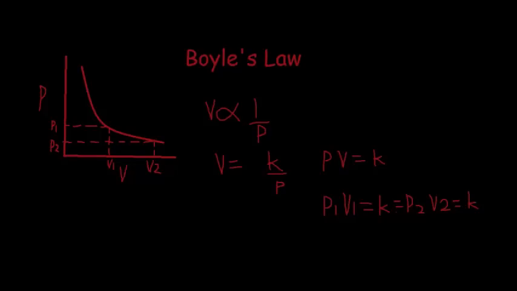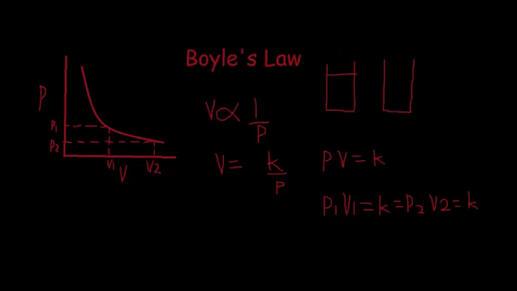So in 1662, Robert Boyle studied the changes in volume of a gas by varying pressure at a constant temperature of a fixed amount of gas. And he had used a J-shaped tube to verify this. But let me just verify this real quick here with the help of two pistons. So that's my piston, one more piston.